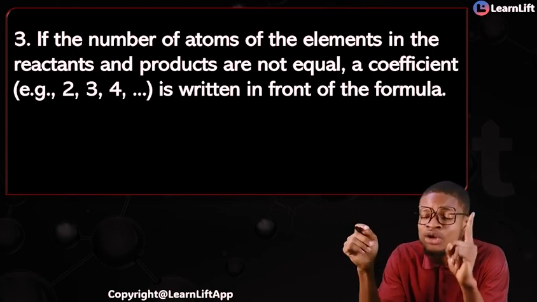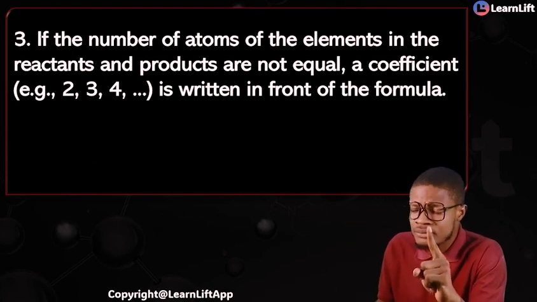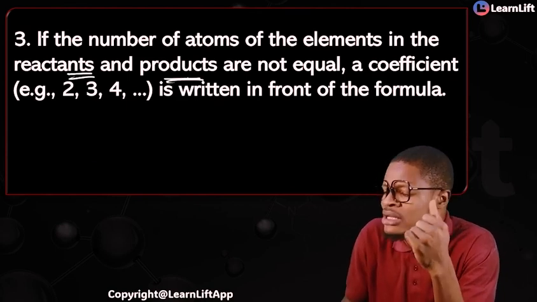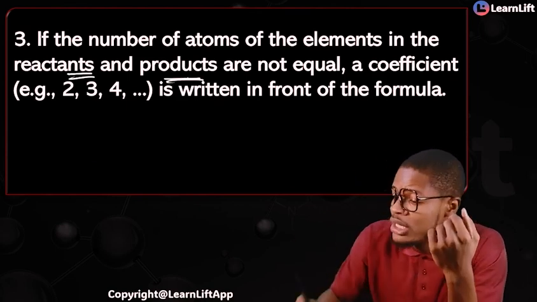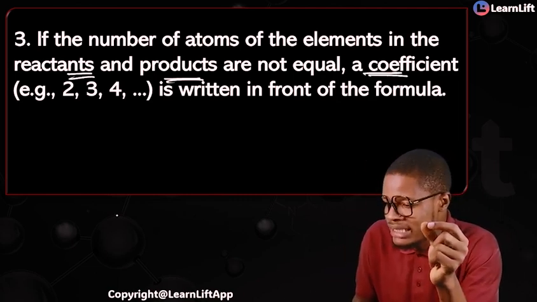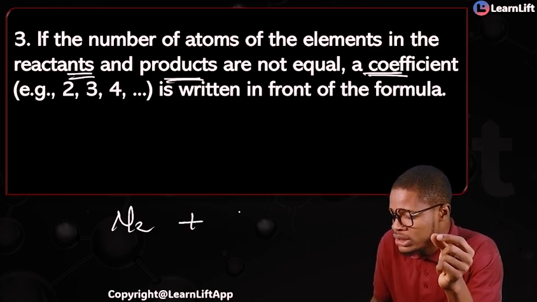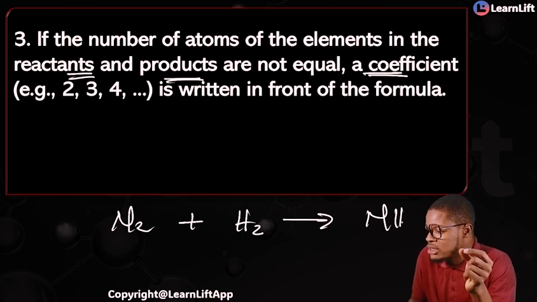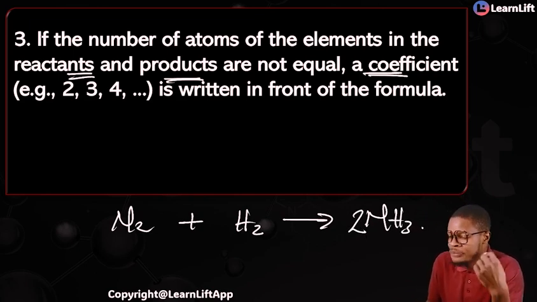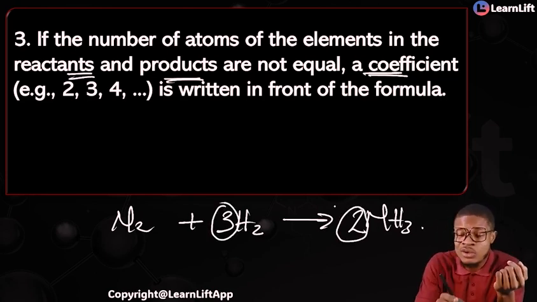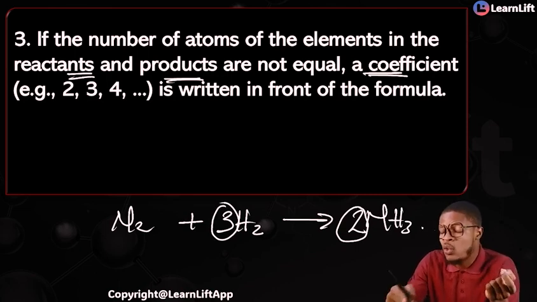Please, if the number of atoms of the elements in the reactant and products are not equal, what do we use? A coefficient is used. For example, let's say we have N2 plus H2, and then we get NH3. How do we balance it? We add 2 here. Nitrogen is now balanced. Then hydrogen, we come and add 3 here. You see this 3 and this 2 that we have added there. What are they called? They are called coefficients.